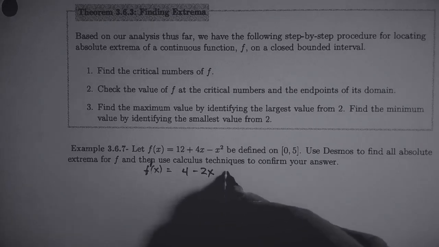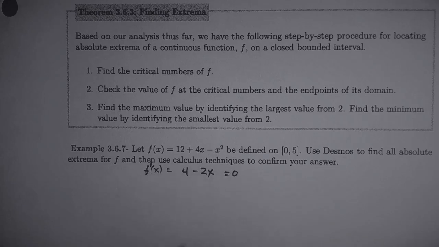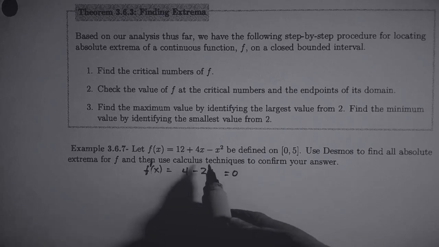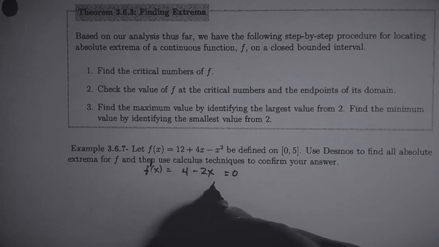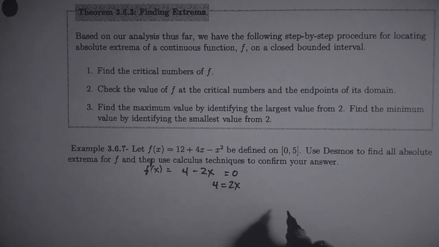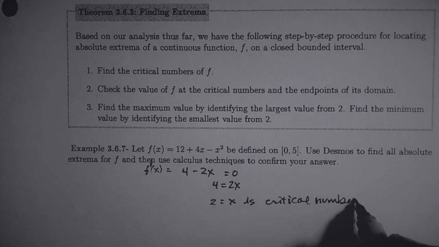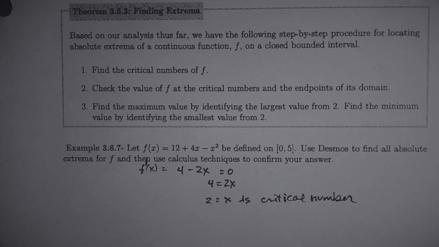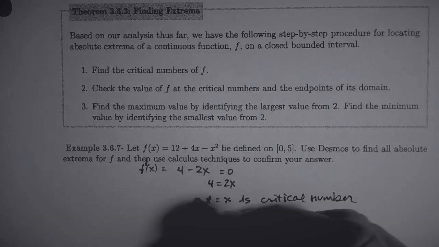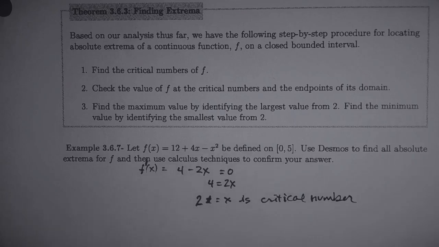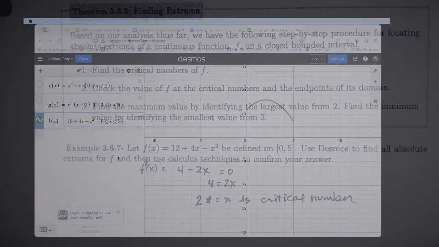But let's set f prime equal to 0, and I'll bring the 2x over to this side by adding 2x to both sides, and then divide by 2. So there's the only critical point, the only critical number. My 2 looks like a z. And that's consistent with the picture that we saw here in Desmos.